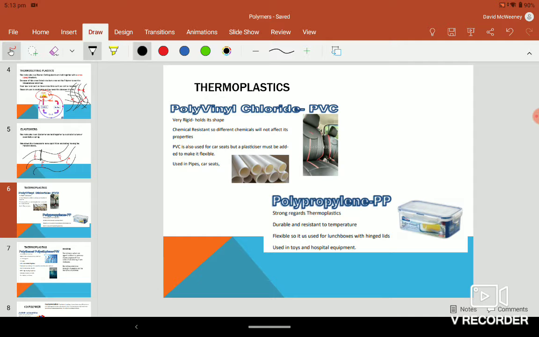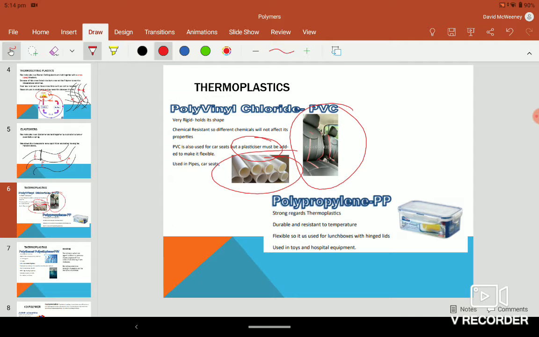So it's used in car seats. There's a key word there: it's a thing known as a plasticizer. A plasticizer is something that's added to plastic to make it more flexible. In this state, PVC for pipes is extremely rigid. For car seats, again, fake leather car seats. Well, most car seats wouldn't be genuine leather. It adds this plasticizer, which makes it very flexible and allows it to stretch. Okay.